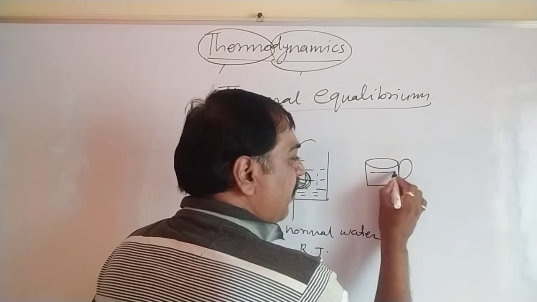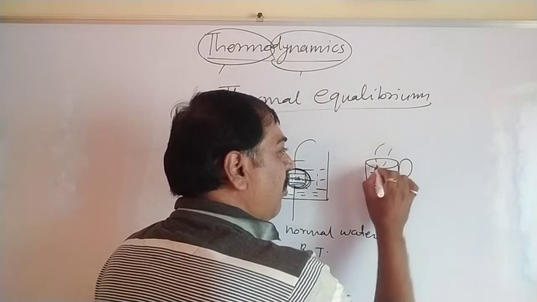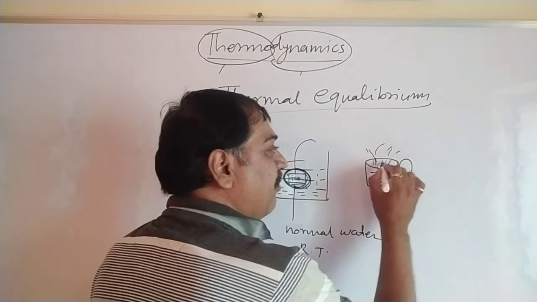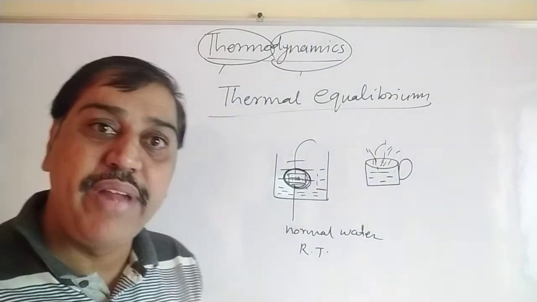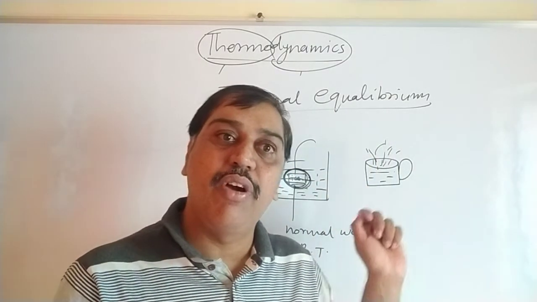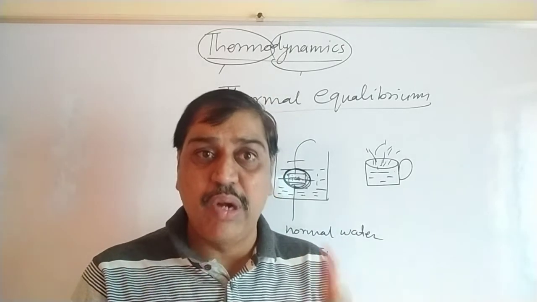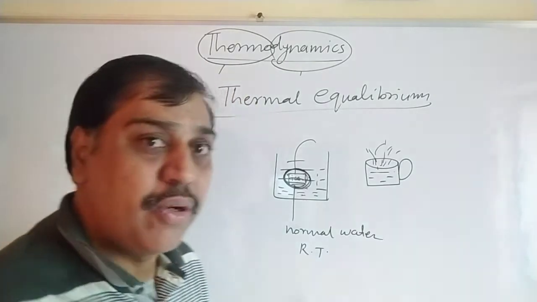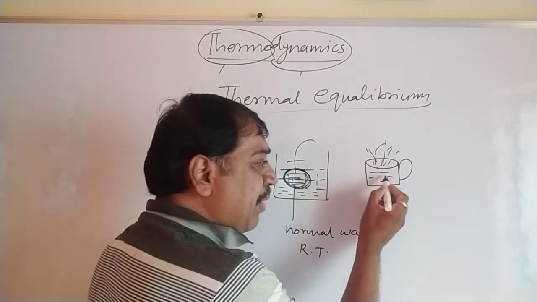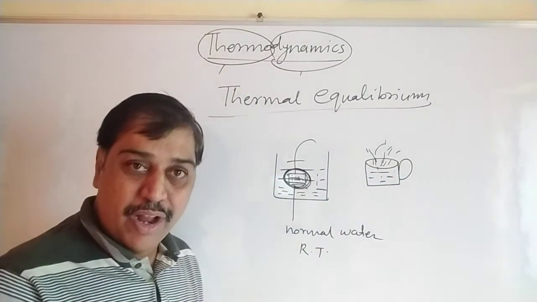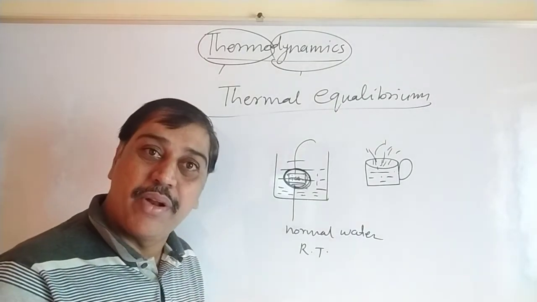In this cup we have hot tea, and it is emitting some vapors into the surrounding. When we put this hot tea on a table for 10 minutes, 20 minutes, 1 hour, 2 hours, what will occur? After 2 hours, if you measure the temperature of this tea, it is not hot now. Its temperature is equal to the temperature of the surrounding.